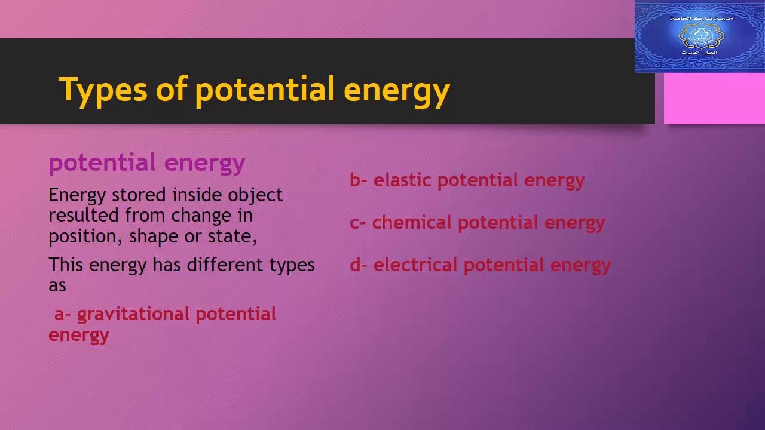The last type of potential energy is called nuclear potential energy. As we know, an atom has a nucleus at its center, and atoms are made up of tiny particles held together by strong forces. In some atoms, the particles become rearranged or the nucleus splits and energy is released. The energy released in this case is called nuclear potential energy. So we have 5 types of potential energy depending on the way in which the energy is stored inside the object.